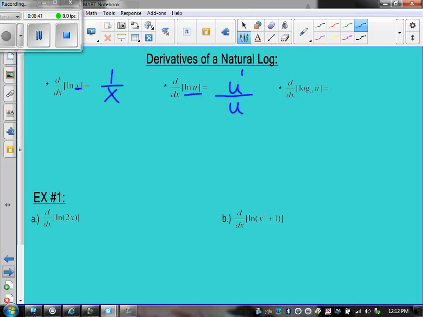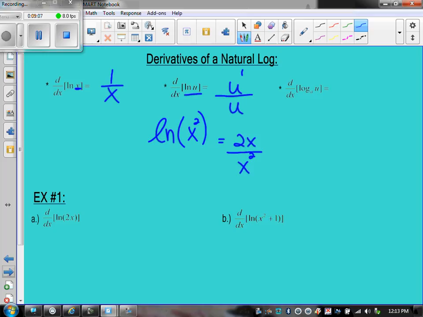What that means is if I have more inside than just an x, let's say maybe an x squared on the inside, I can take the derivative of my inside, which is 2x, over my inside, which is x squared. I can reduce that a little bit, but that would be my final answer. That's the derivative of a natural log of x squared. Okay? All right, so anytime I have a natural log, I can take the derivative by, again, doing the derivative of the inside over the inside.